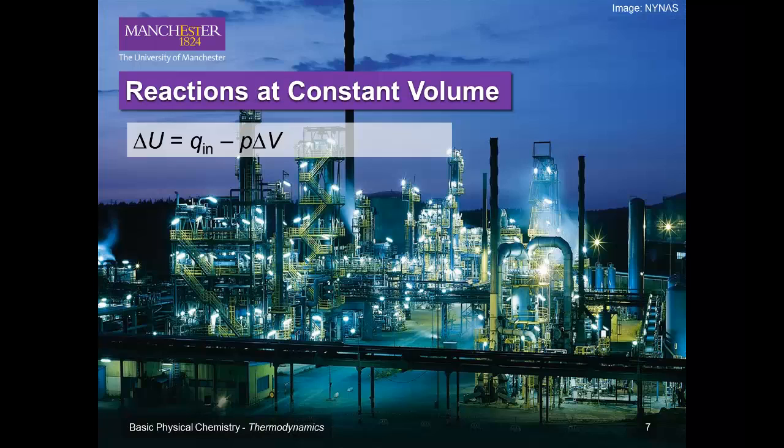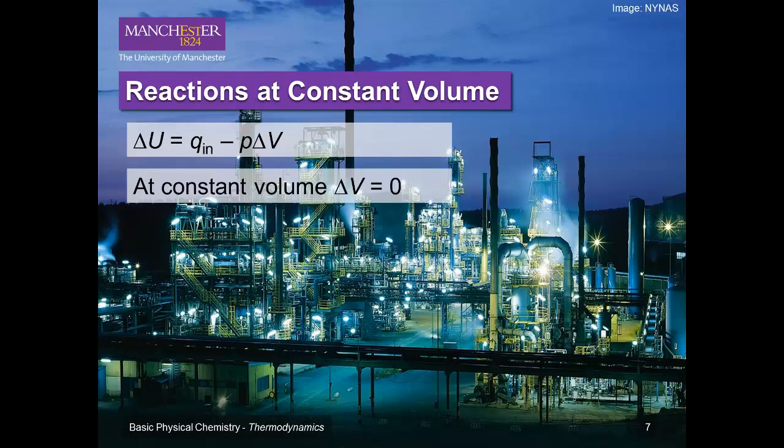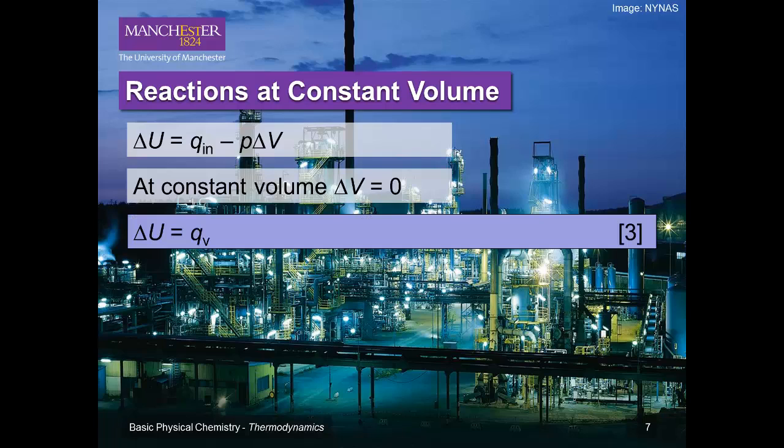The second way to make expansion work equal to zero is to perform the reaction at constant volume. Under isochoric conditions, delta V must be zero, and thus minus P delta V equals zero. No expansion work can be done because any gas produced simply cannot expand. Under these conditions, the first law of thermodynamics simply becomes delta U equals QV. The subscript V denotes the heat supplied, Q in, at constant volume. This equation is important and is given as equation 3.